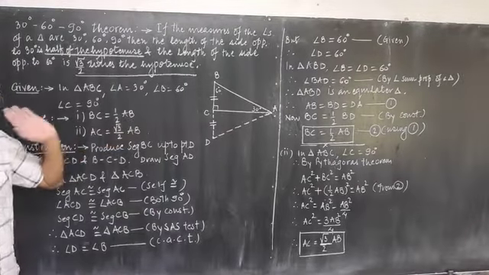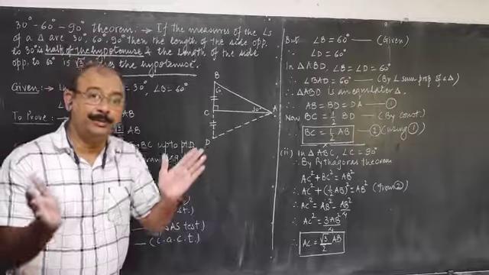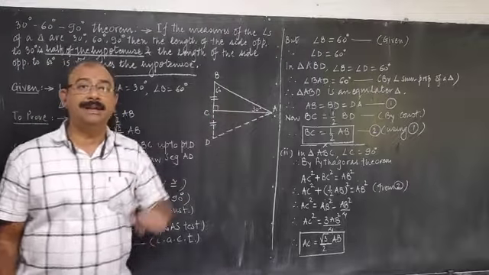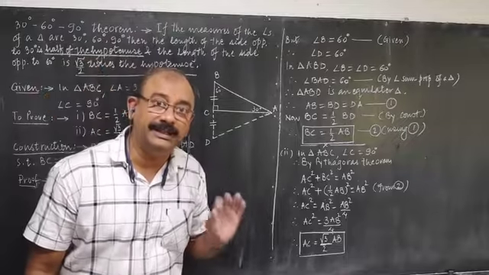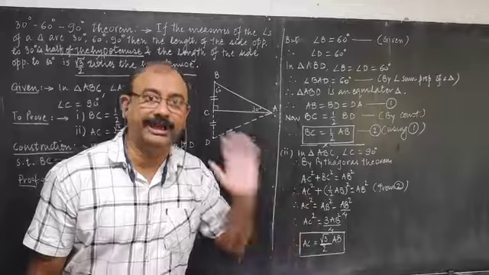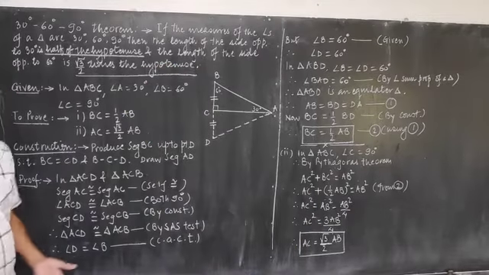This is the hypotenuse and this is also the hypotenuse. So the two perpendicular sides can be expressed using the hypotenuse. This is applicable only in a 30, 60, 90 triangle. Okay. Let us start the proof.